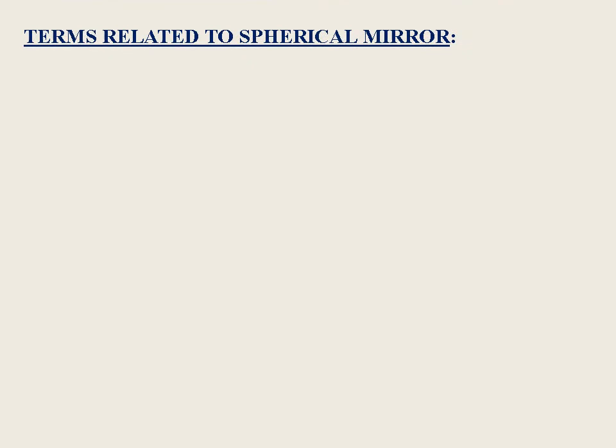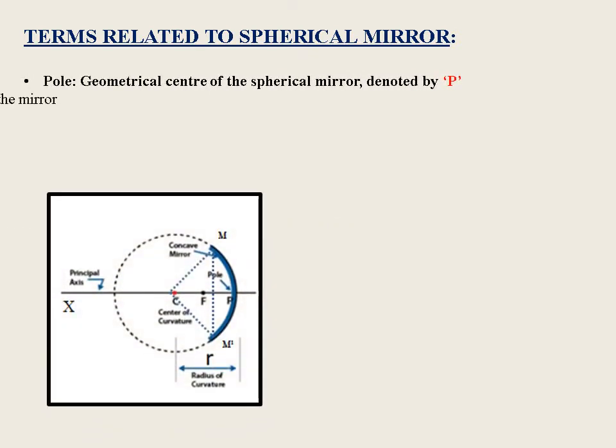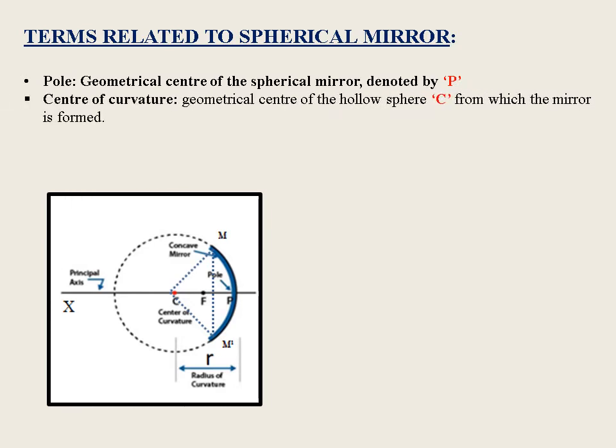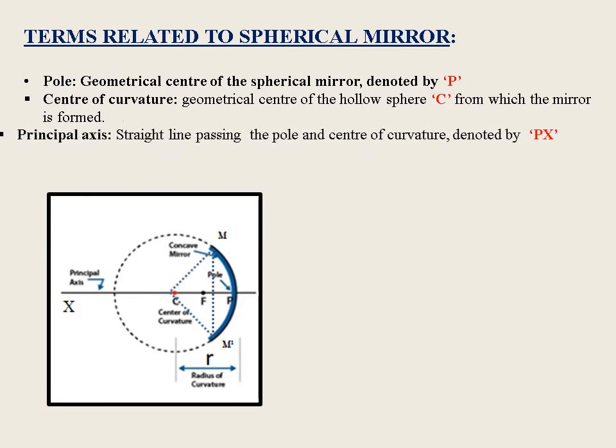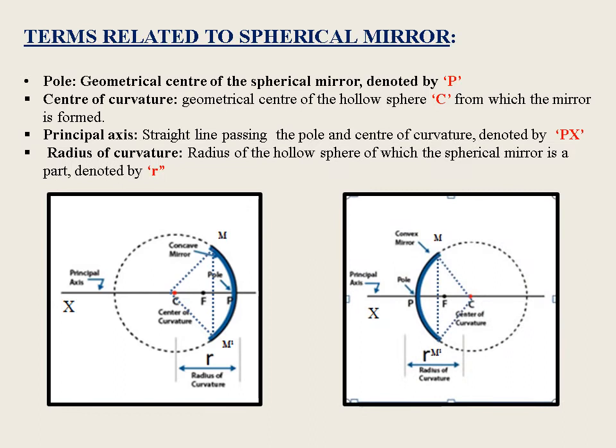Let's see the terms related to spherical mirrors. Pole. Geometrical center of the spherical mirror, denoted by P. Center of curvature. Geometrical center of the hollow sphere from which the mirror is formed, denoted by C. Principal axis. Straight line passing through the pole and center of curvature, denoted by PX. Radius of curvature. Radius of the hollow sphere of which the spherical mirror is a part, denoted by small letter r.